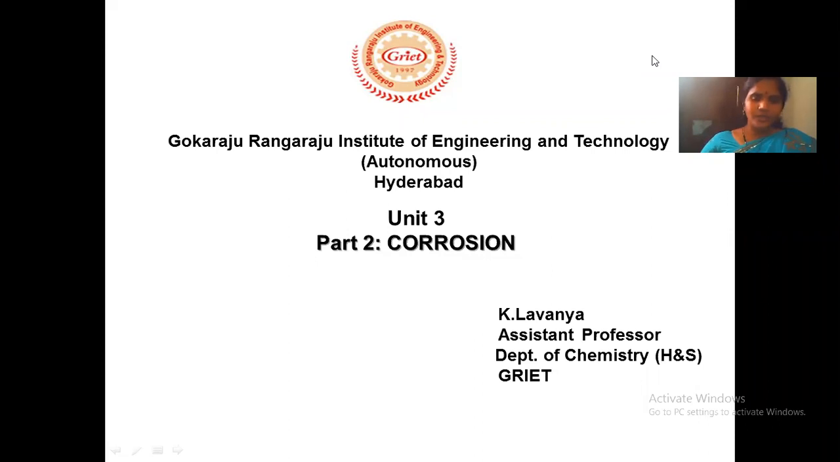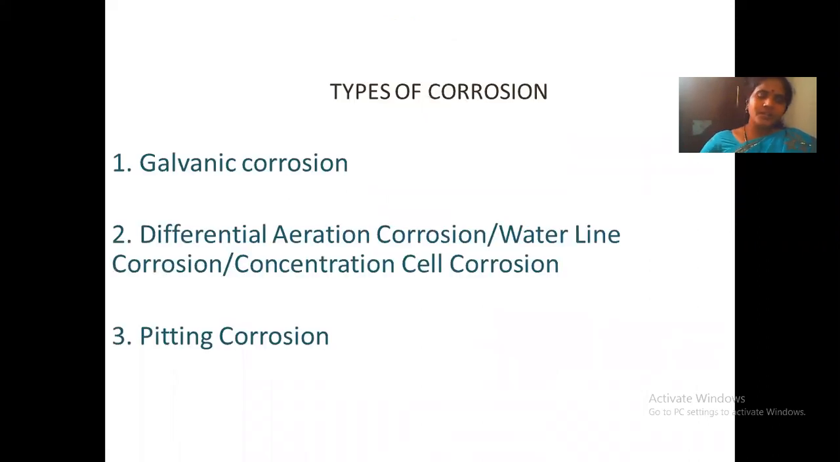In this video we are going to discuss different types of corrosion and the various factors that affect the corrosion. In my previous video we discussed the mechanism of corrosion, including chemical and electrochemical corrosion. So here are a few of the types of corrosion we are going to cover: galvanic corrosion, differential aeration corrosion and pitting corrosion.